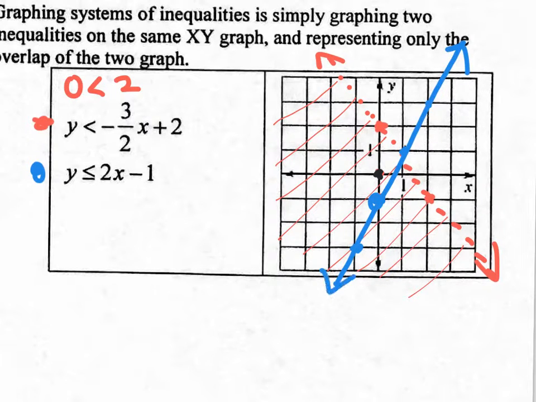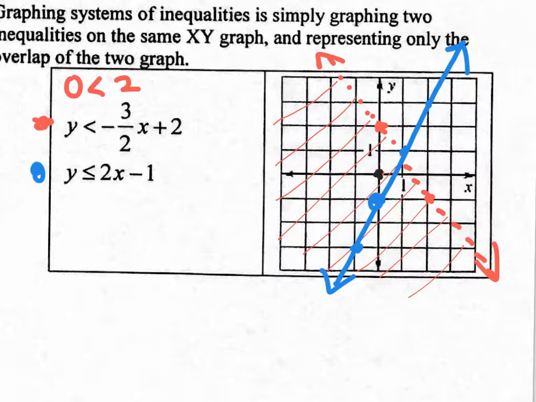Okay, so now I need to shade in either one side of the blue. It's kind of like ignoring what we did in red. We're just focusing on the blue. I still need to shade in either one side or the other side of the blue line. So again, I'm going to change it to a light blue, and I want to test the point 0, 0 once again.